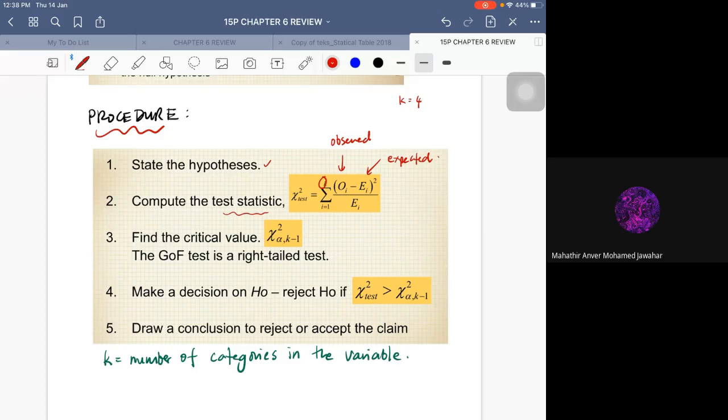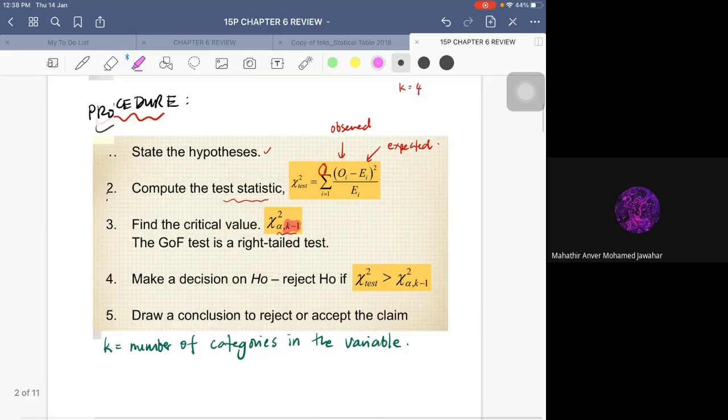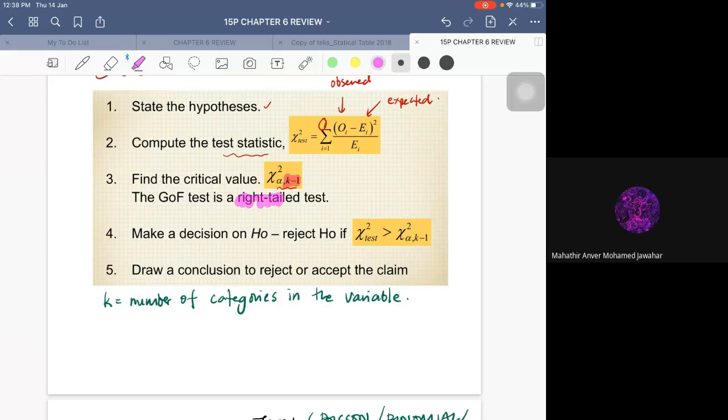Step number 3 is to find the critical value. The critical value is given by the chi-square distribution, so it's going to be chi-square alpha, k minus 1. As I mentioned just now, k stands for the number of categories in your variable. The goodness of fit test is always going to be a right tail test. In fact, all the tests that we are going to see in this chapter are right tail tests, so you don't have to worry whether it's right tail, left tail, or two tail. It is always right tail for all hypothesis testing in this chapter. After we have decided whether to reject or not reject, the last step is to draw a conclusion.